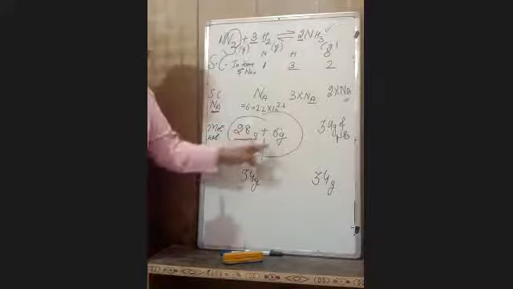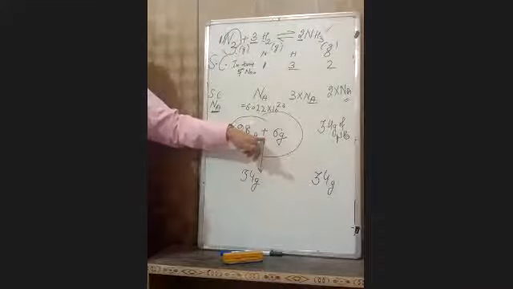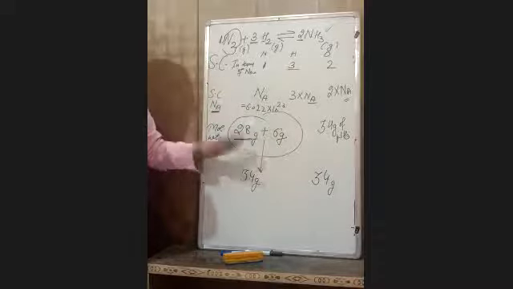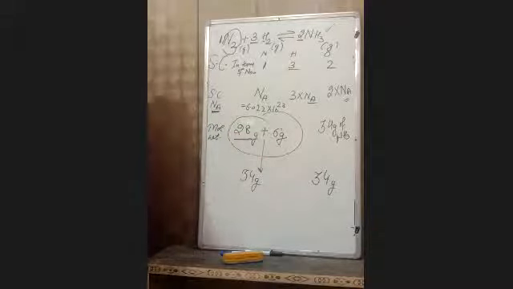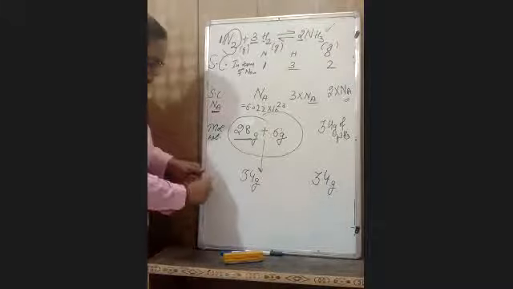28 plus 6, 34. Only in this reaction, I am putting an addition sign here. Fine. I am representing the stoichiometric coefficient in different terms. Last, in terms of volume.